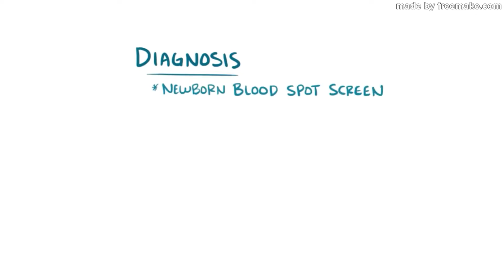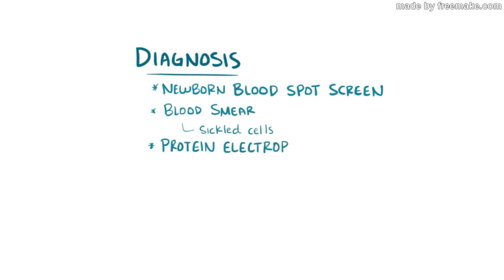Given all of these symptoms, it's important to diagnose sickle cell as early as possible, so it's included in the newborn blood spot screen in some countries, and can also be identified with a blood smear looking for sickled cells or by identifying HbS using protein electrophoresis.